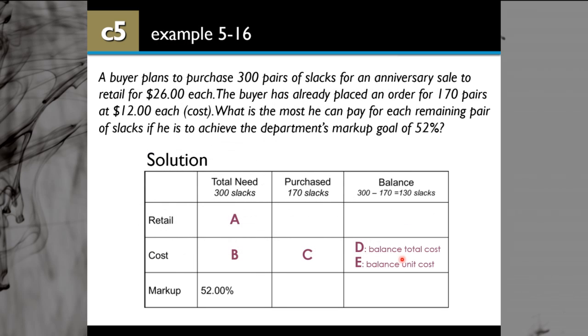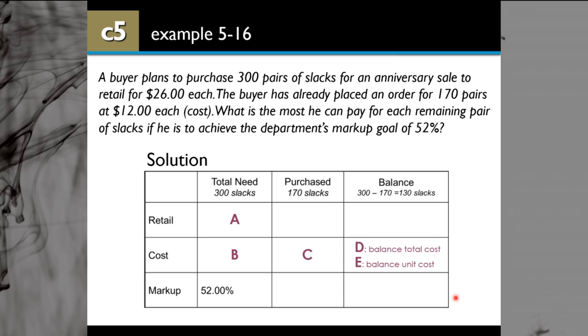So let's look at the example. A buyer plans to purchase 300 pairs of slacks for an anniversary sale to retail for $26 each. The buyer has already placed an order for 170 pairs at $12 each. That's going to be the cost. What is the most he can pay for each remaining pair of slacks if he is to achieve the department markup goal of 52%?